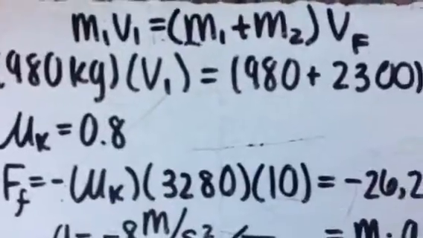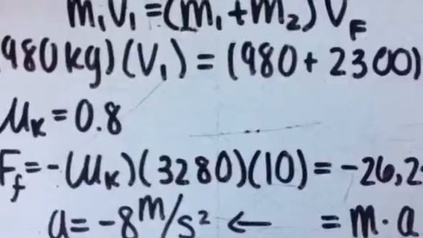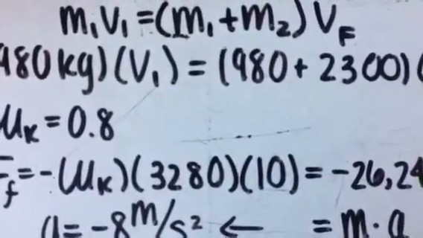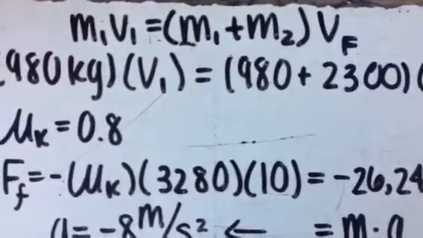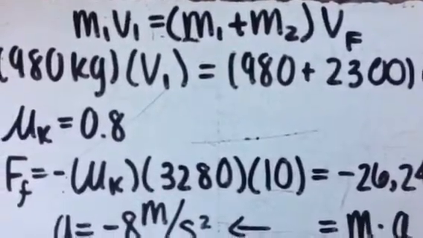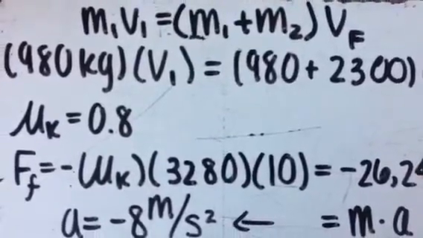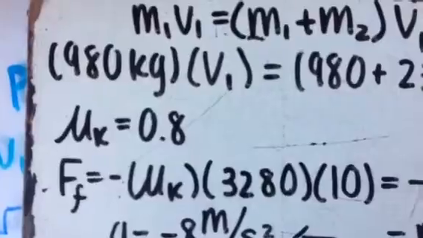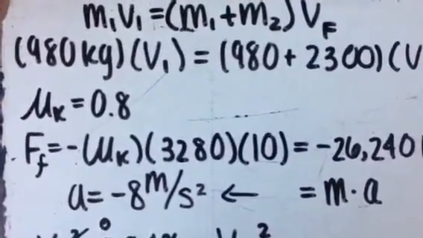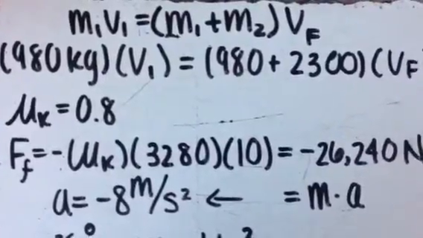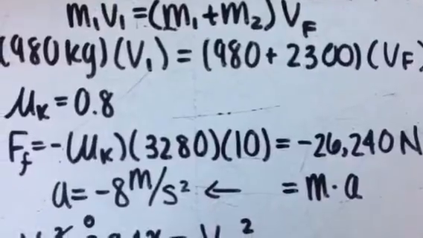In this particular situation, since the second object does not have initial velocity, the final momentum of the two objects is equal to the initial momentum of the first moving object. Now let's get back to the math. Plug into the equation the numbers that we were given. We get 980 kilograms times V1 is equal to (980 kilograms plus 2,300 kilograms) times V final.